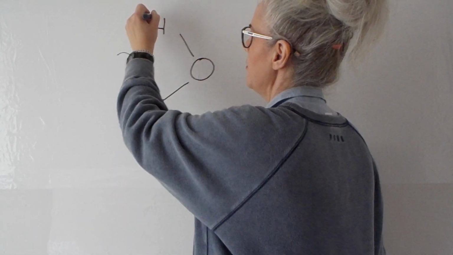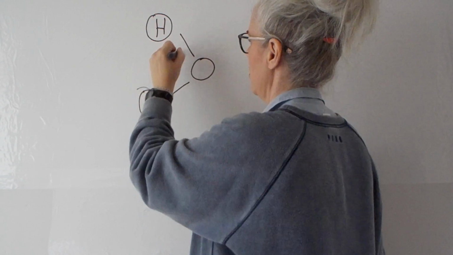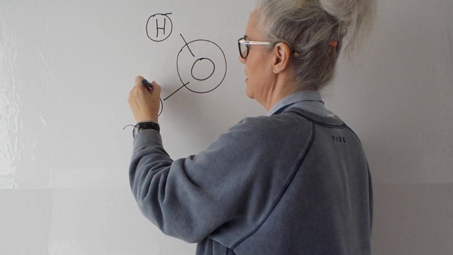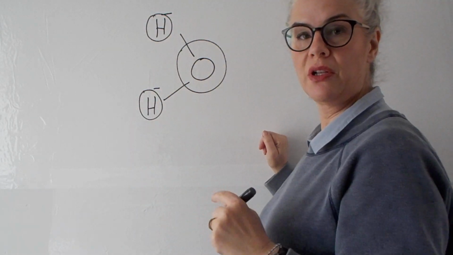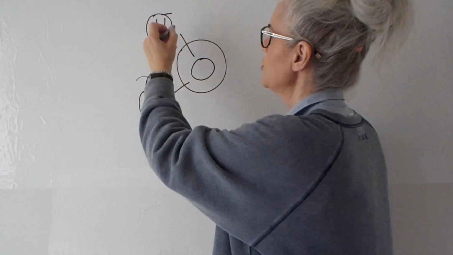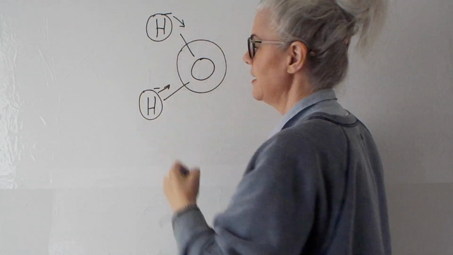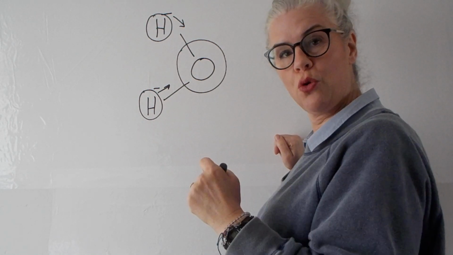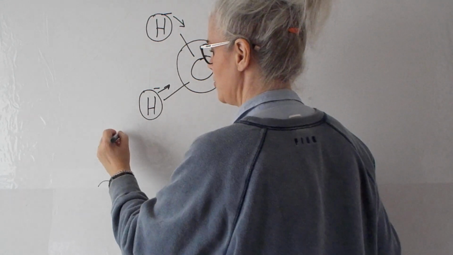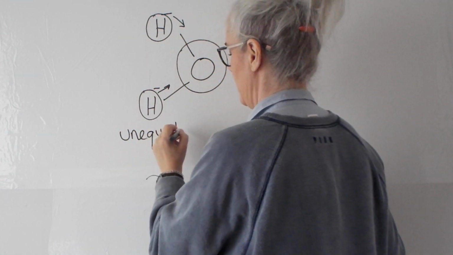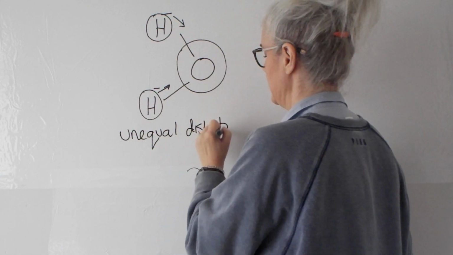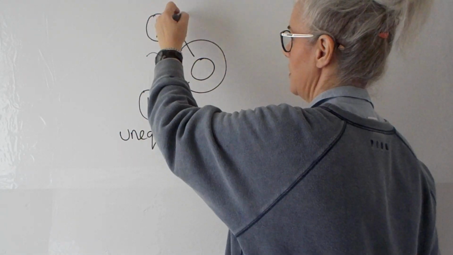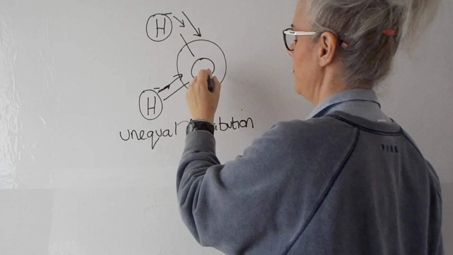So if you remember, electrons are in shells on the outside of these atoms, and hydrogen only has one little electron. Now because that oxygen has a bigger kind of a pull, if you like, it actually draws those electrons slightly towards the oxygen. Only slightly. They don't leave the hydrogens, but they are more drawn towards the oxygen. So what that leads to is an unequal distribution.